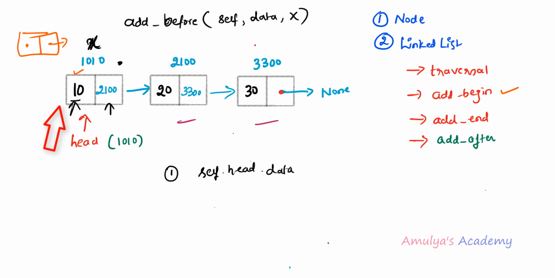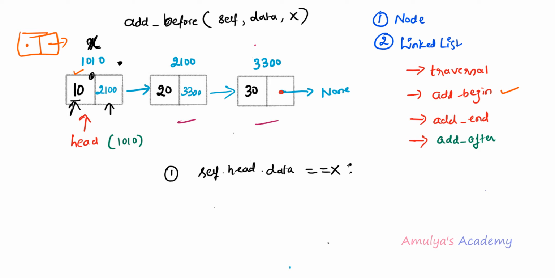Self.head.reference is nothing but 2100. So here I am checking self.head.data. Whenever you write self.head.data, that is nothing but the data of the first node, here 10, whether that is equal to x. Whether the user wants to enter the new node before this first node, we'll check like this: self.head.data is equal to x value.